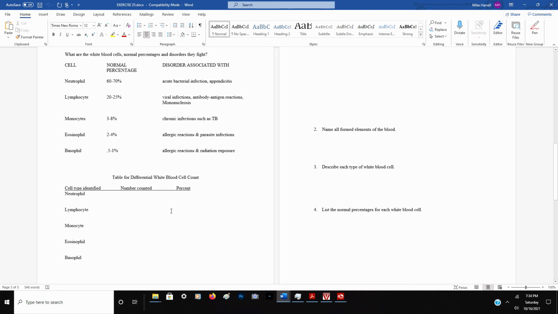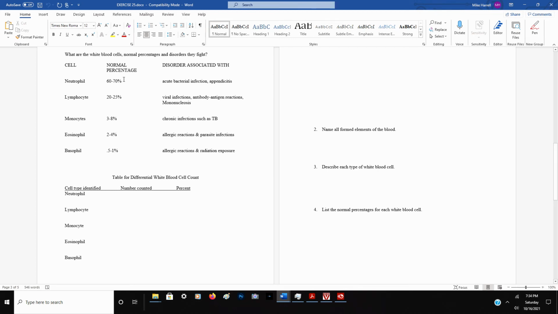So here's what you do. Let's say you did a differential white blood cell count. And let's say you looked at the percents that you found for each one of them. Well, if each one of these 5 white blood cells was within their normal range, then you can pretty much rule out these disorders that you see over here on the right.